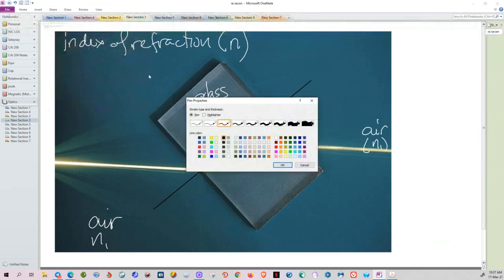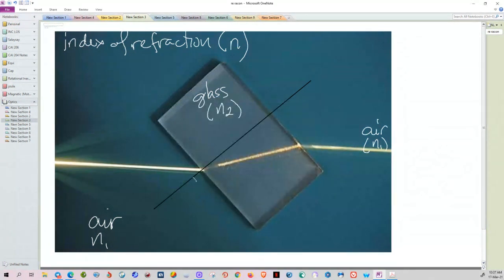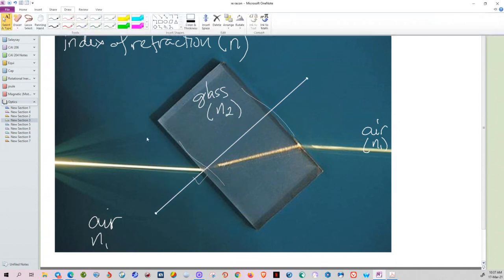Let me just get my pen. Okay, the normal line must be 90 degrees with the surface of the parallel lines where the light is striking. So this is the parallel line. That's 90 degrees where the light is striking. Okay, let me just make it look more 90 degrees. Something like this. And of course, the light must hit at this point at the normal.